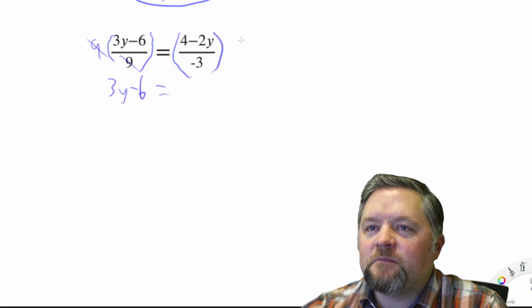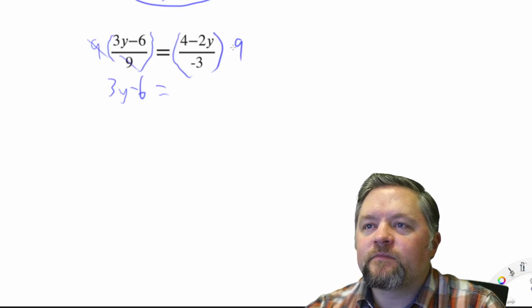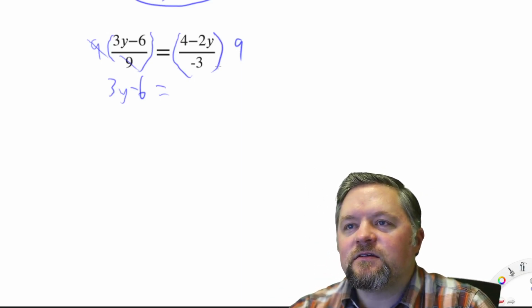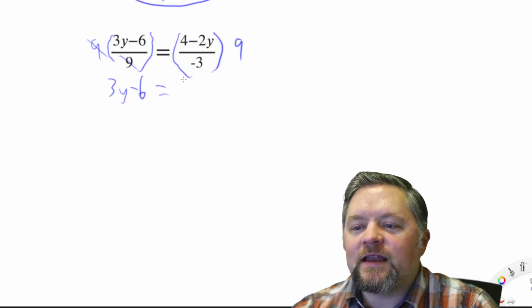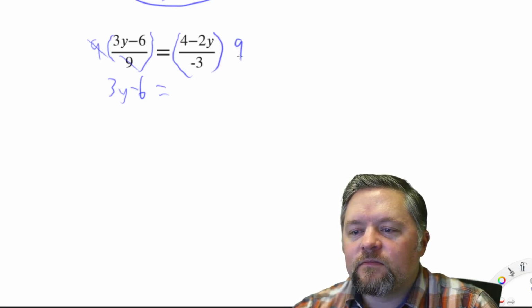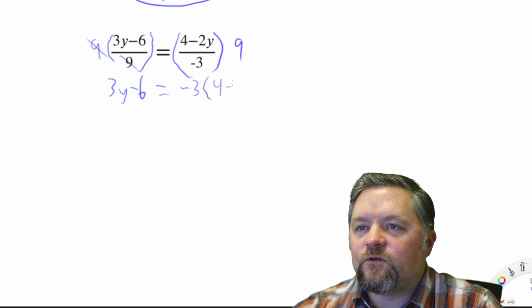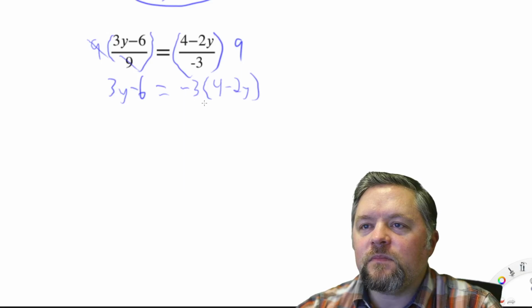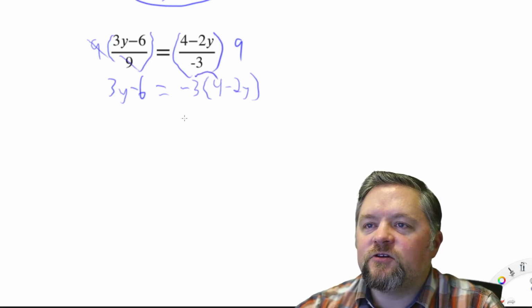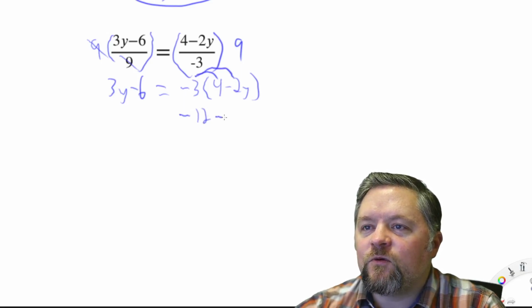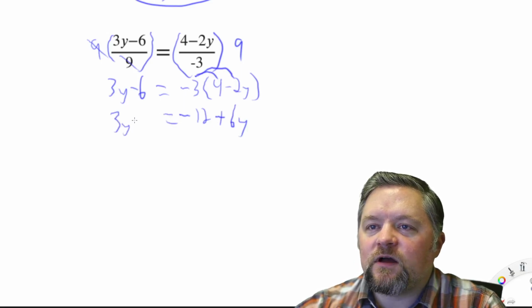But on the other side, if I multiply by 9, 9 divided by 3, those don't cancel out as nicely. 9 divided by negative 3 is negative 3. So now I need negative 3 times 4 minus 2y. Now I got some more distributing to do. Negative 3 times 4 is negative 12. Negative 3 times negative 2y is positive 6y. Equals, the other side is still 3y minus 6.